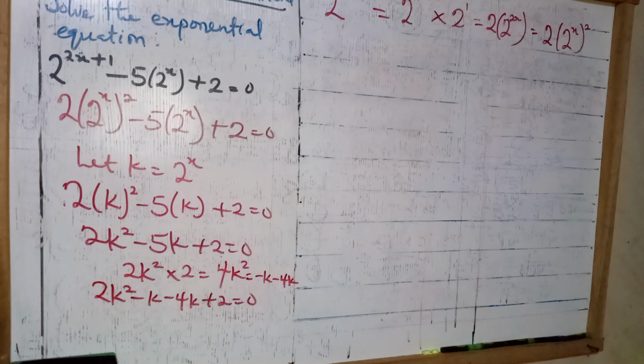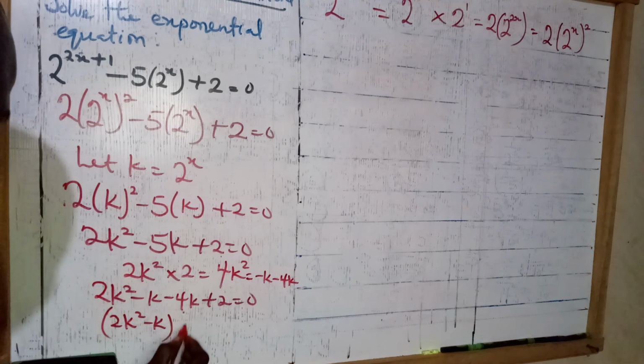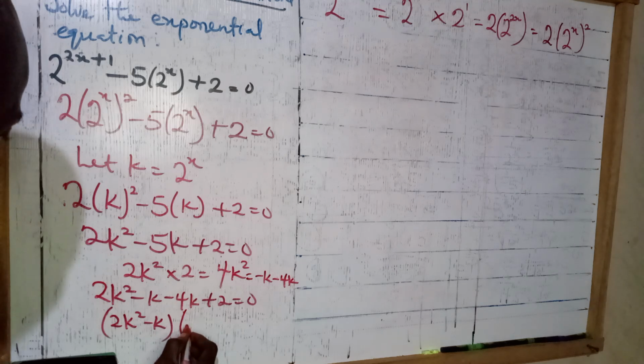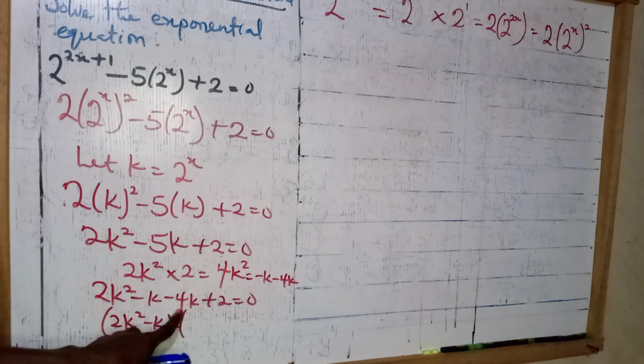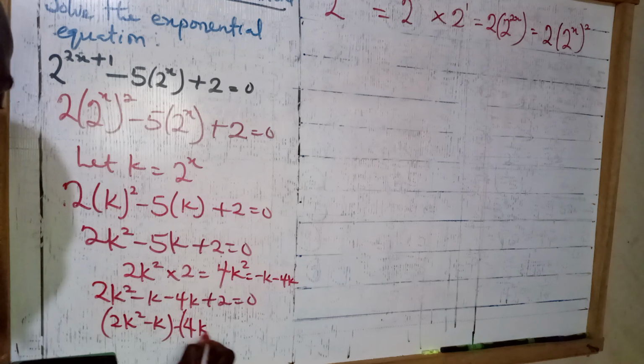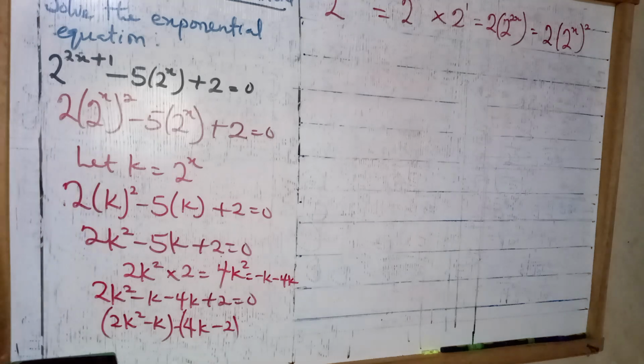So we now break this as 2k squared minus k, then minus, into 4k, then here will be minus 2, equals 0.